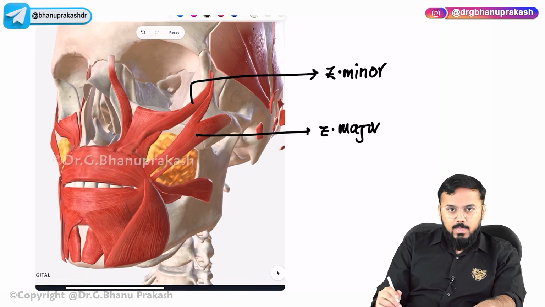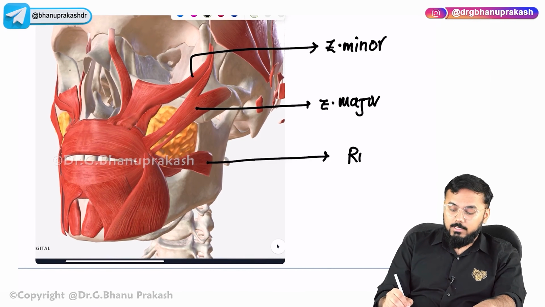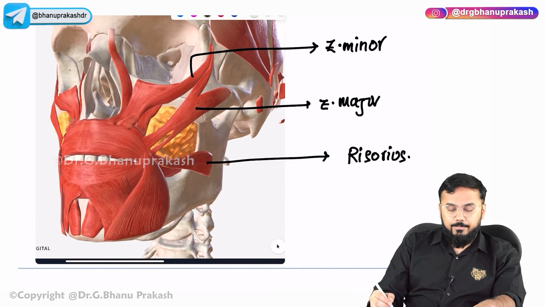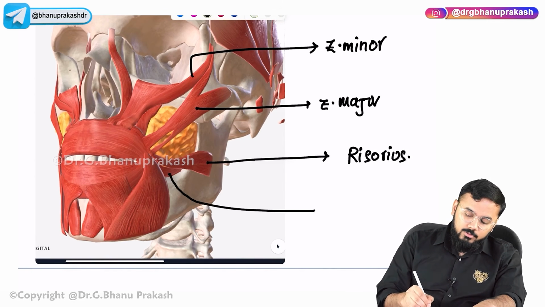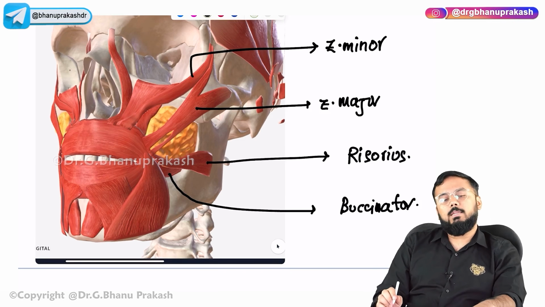Zygomaticus major. And more down, you see this muscle attached to the mandible here. This is called the risorius muscle. What is this? Risorius muscle. And finally, inside to the risorius, you see another small muscle. This is called the buccinator muscle. Risorius, and the other muscle is buccinator muscle.